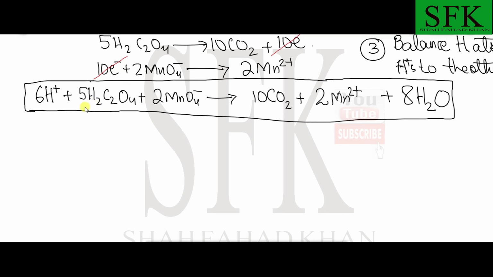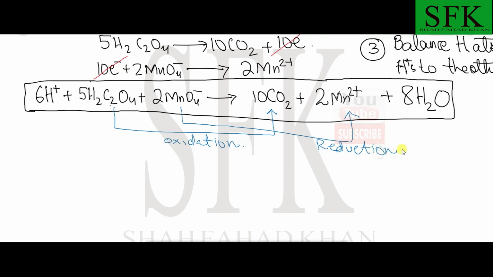So oxalic acid is being oxidized by manganate ions. Oxalic acid is being oxidized by manganate ions. So oxalic acid gets converted to carbon dioxide, and this is basically oxidation. Whereas the oxidizing agent itself, the manganate, gets reduced to manganese 2 plus, which is reduction.